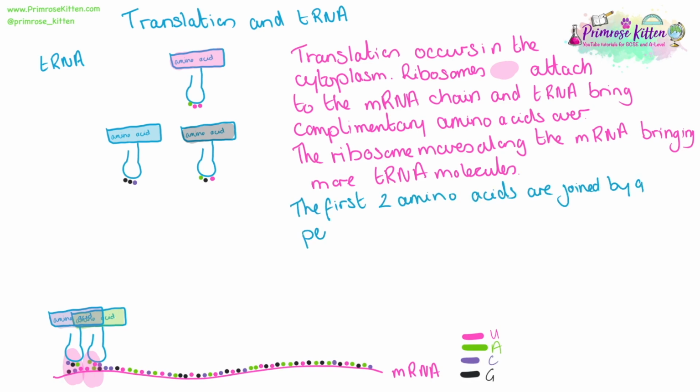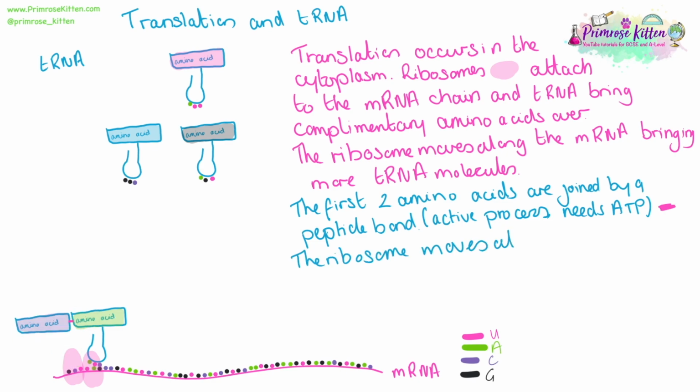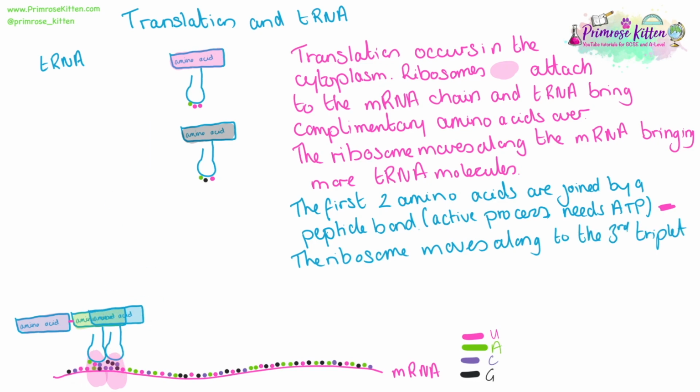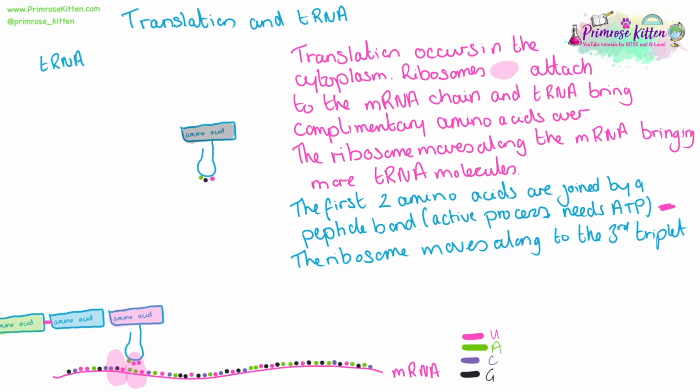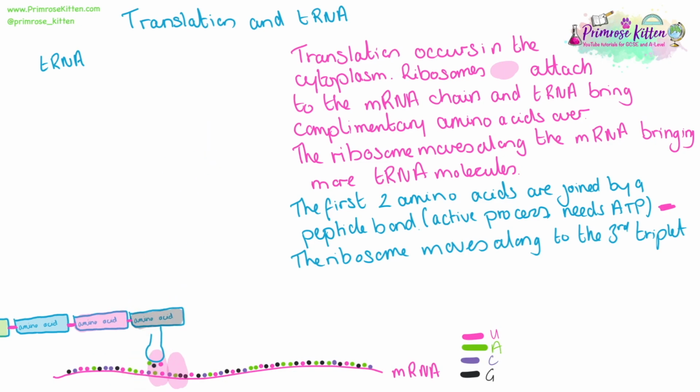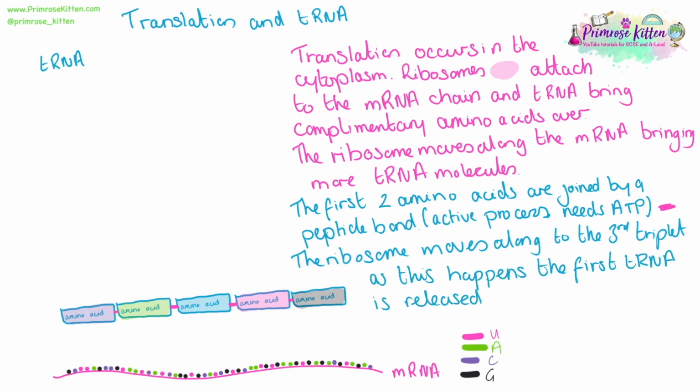The first two amino acids are joined by a peptide bond. This is an active process that requires ATP. The ribosome can then move along to the next triplet. The third tRNA joins, and a peptide bond between the second and the third amino acid is formed. Again, the ribosome will move along, calling another tRNA, and another amino acid is joined by a peptide bond to the chain, until we have a long amino acid chain formed.